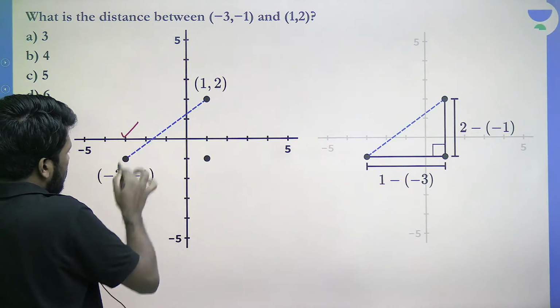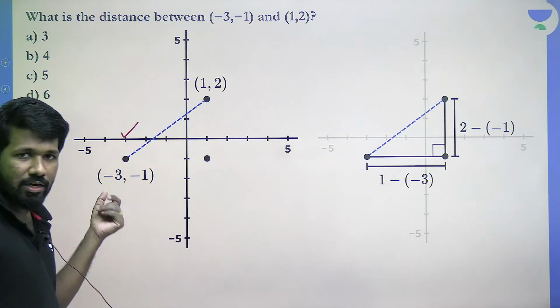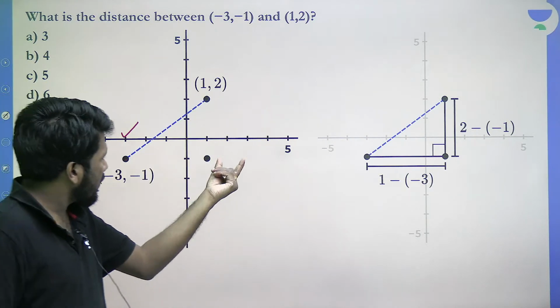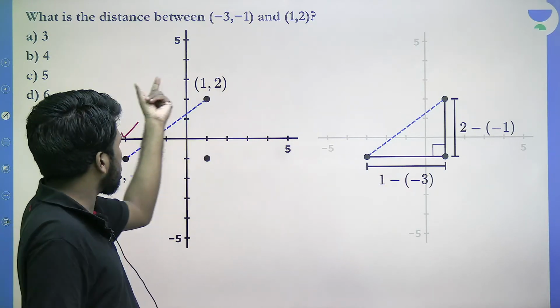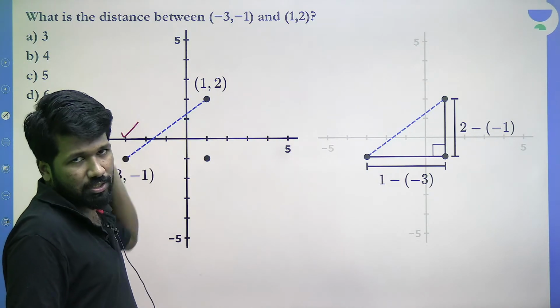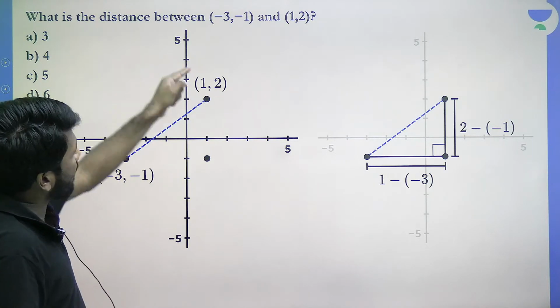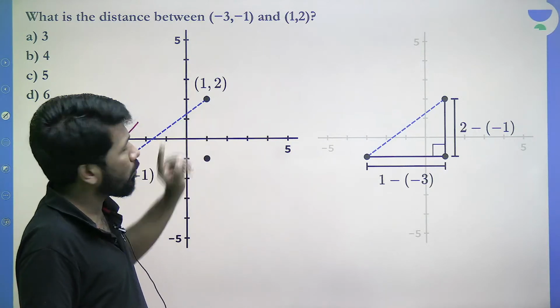X-axis -3, Y-axis -1. So that will be in this quadrant. In this quadrant X and Y are both negative. In this quadrant X is positive but Y is negative. In this quadrant X and Y are both positive. In this quadrant X is negative and Y is positive. That is clear, na? So this is (-3, -1) and (1, 2): 1 horizontal, 2 vertical.